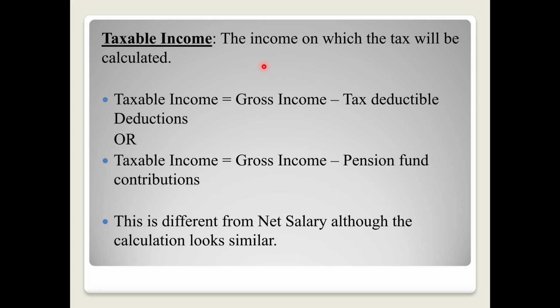Then we come to the taxable income, the income on which the tax will be calculated. This is a very important word to understand, taxable income. So taxable income is your gross income before deductions minus tax deductible deductions. Or you can see it as taxable income is gross income, everything you earn before deductions, minus your pension fund contribution. This is different from net salary, although the calculations look similar.